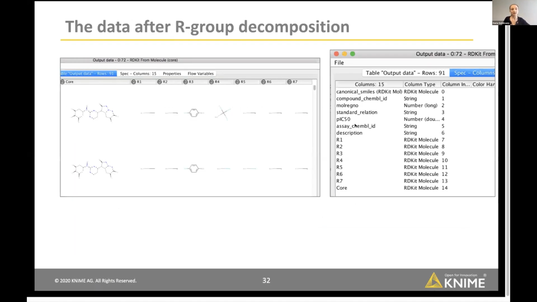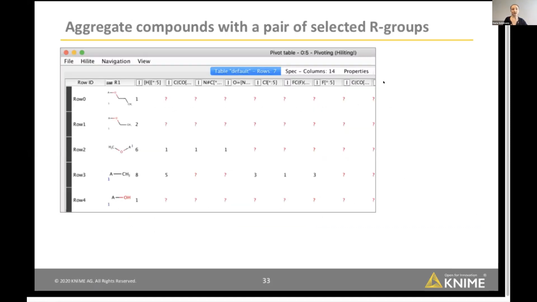Okay, let's look again at the data that we will obtain after the R group decomposition. So we have the table with the cores and the R groups presented. And each column represents a certain R group. And there is the spec of those columns. So we have in total 15. What would be interesting actually to see is a pivoted representation. So for example, we'd like to aggregate the compounds with a pair of selected R groups. So we look at which compounds have a substituent like R1, and then, for example, in this case R5, and how many compounds have this R1 and this R5, or this R1 and that R5, and sort of get an idea how many compounds there are in the data set with those.